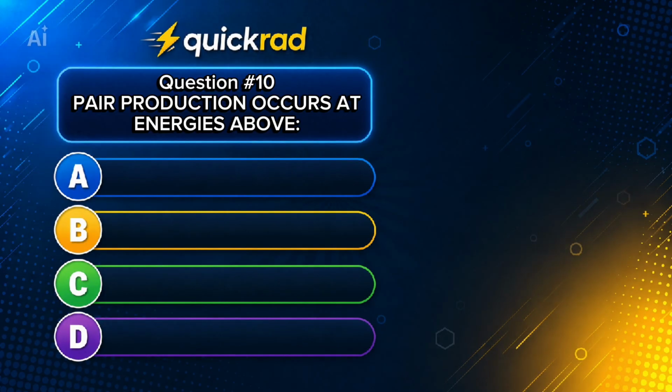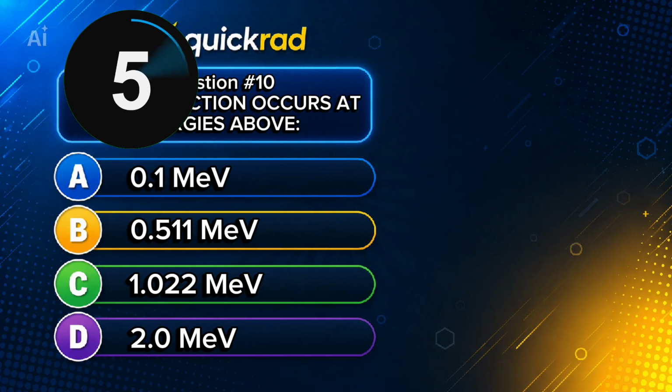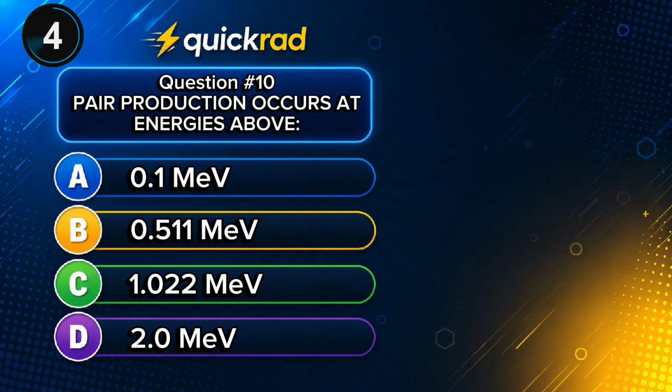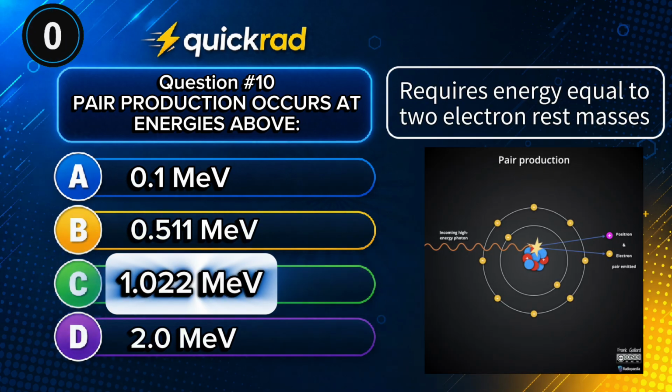Question 10. Pair production occurs at energies above? Correct answer, C. 1.022 MeV.